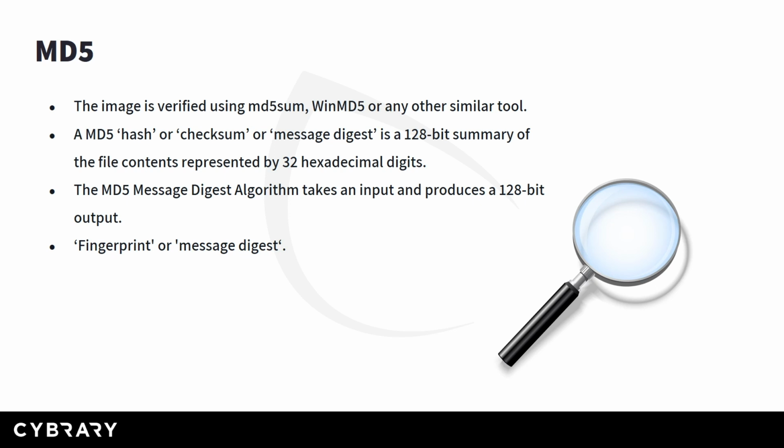The MD5 message digest algorithm takes an input, in this case a file, and produces a 128-bit or 16-byte output, which can be represented as a string of 32 hexadecimal values. This output is a fingerprint or message digest for the file. This is a good way both to verify that the file has not been damaged during electronic transfers and also to verify that the file we're getting has not been tampered with.